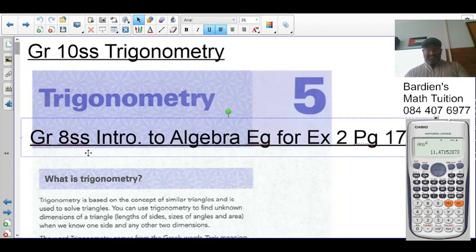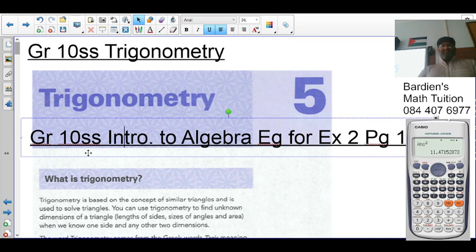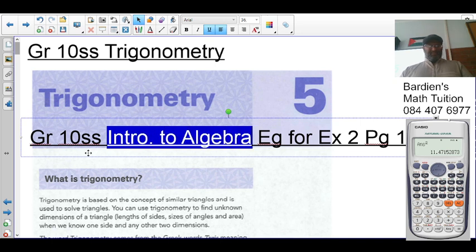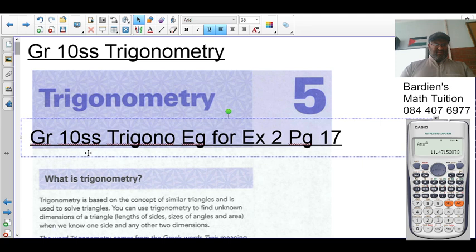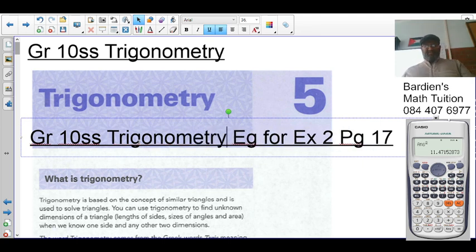So this is grade 10. SS means the examples only. Trigonometry. Trigonometry examples for exercise 5.2, 3, and it's on page 110. The examples are on page 109. The exercise is on page 110.